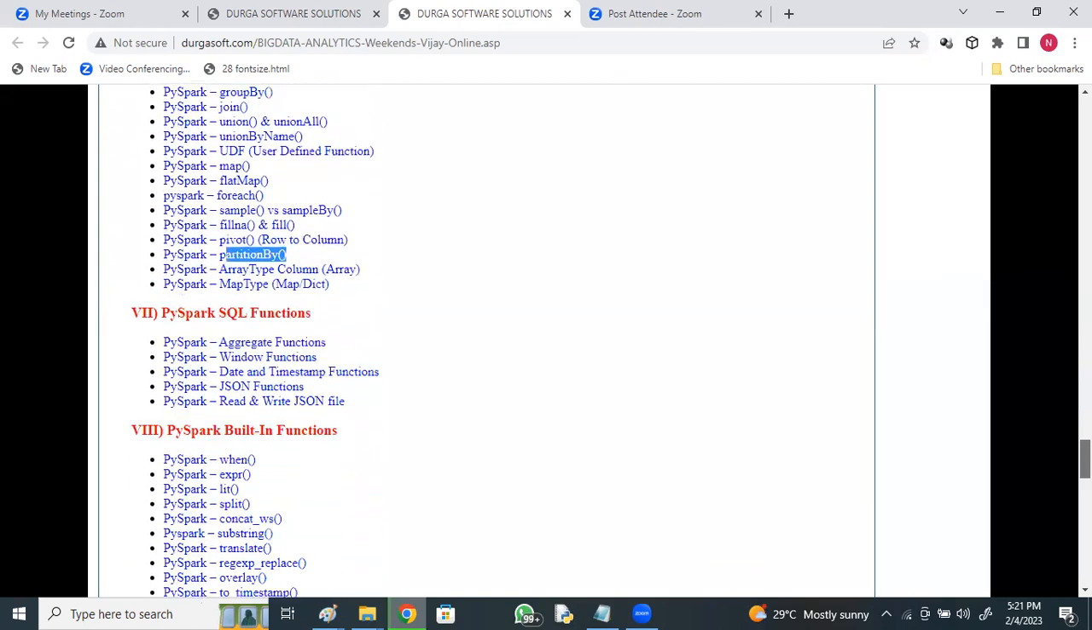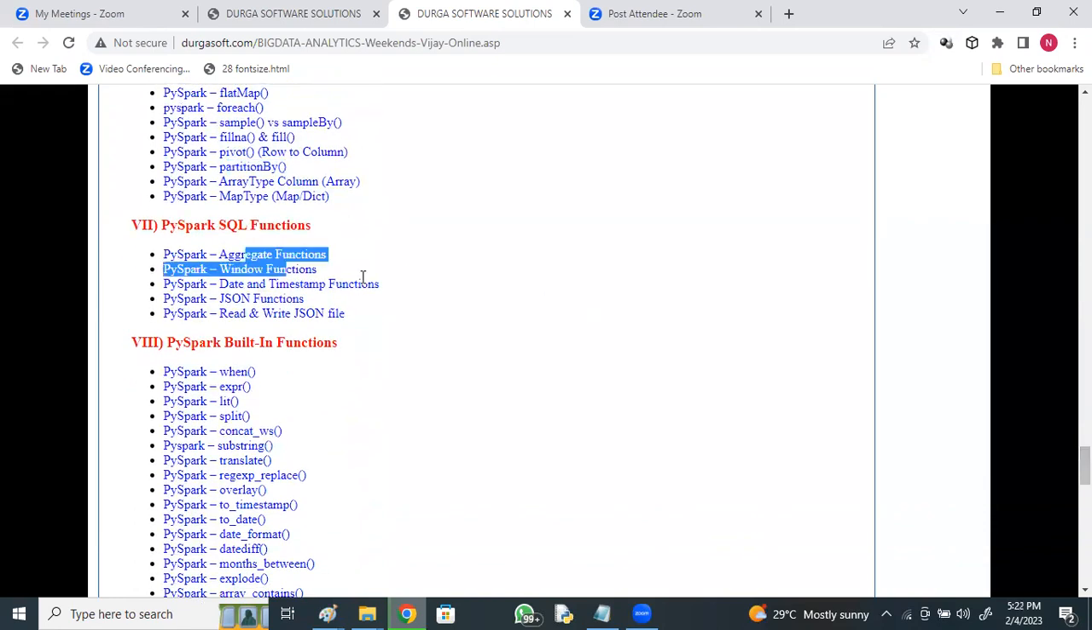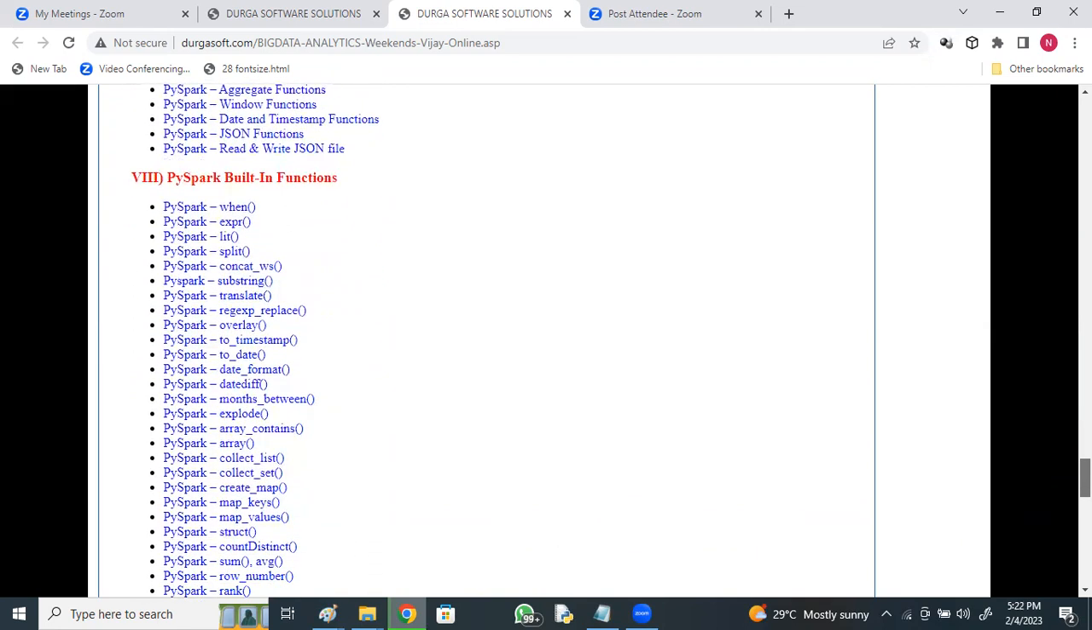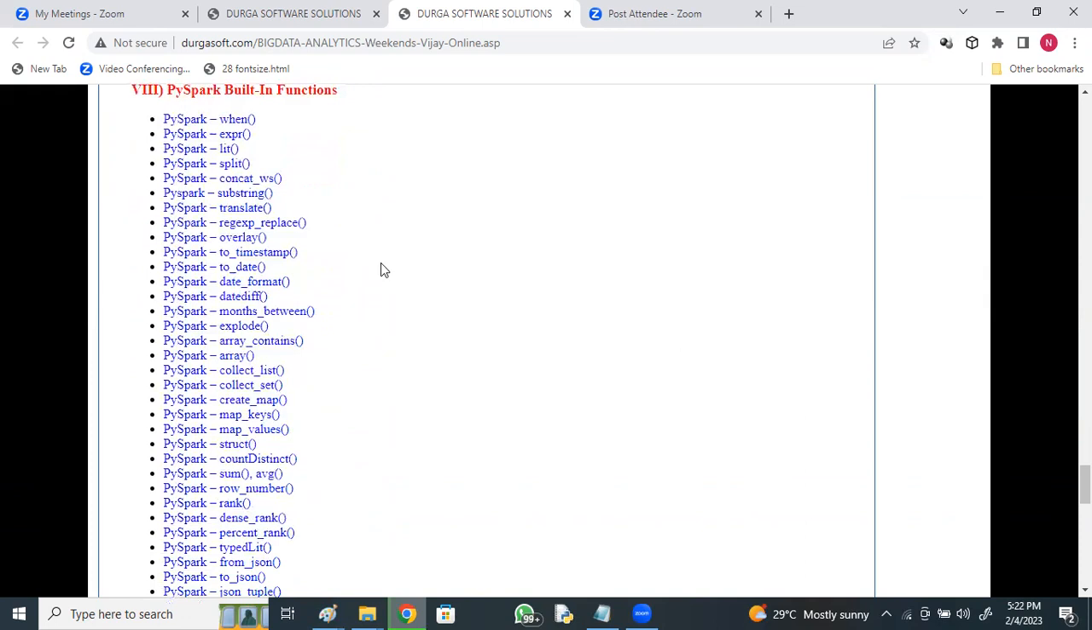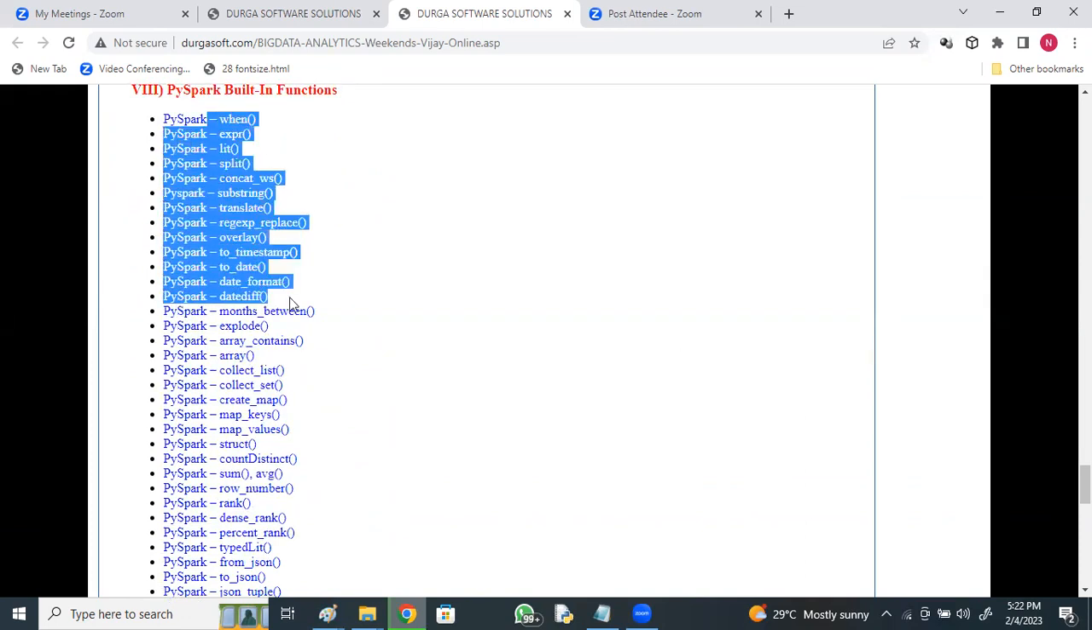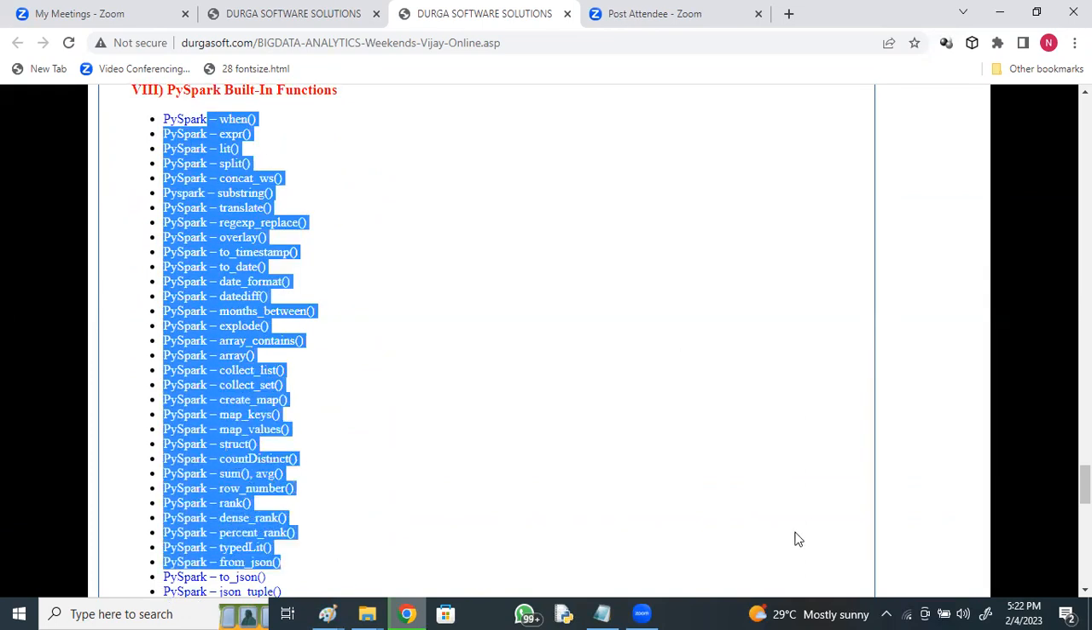PySpark SQL functions, aggregate functions, date functions, JSON, right? Read, write, when, expr, all this, right? PySpark built-in functions. So we don't need to write huge code in PySpark. We have many inbuilt APIs. So all this you can write, yes.